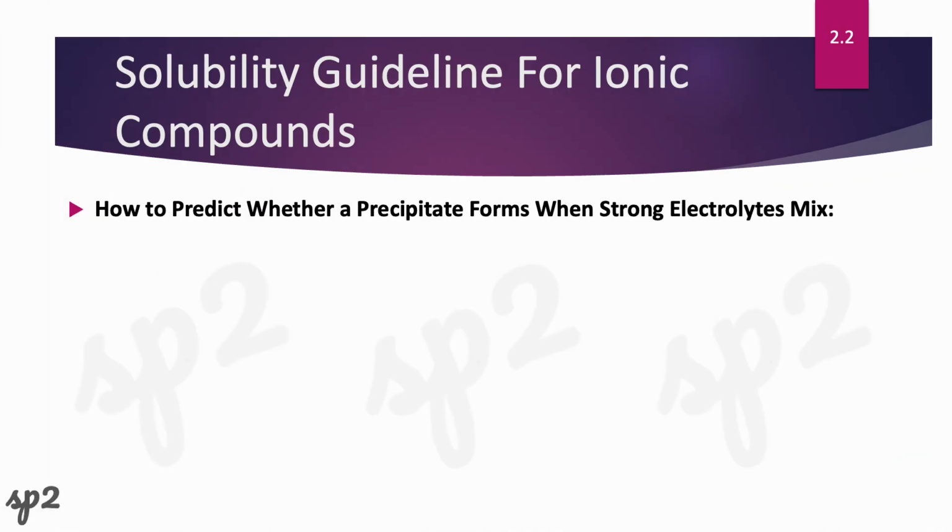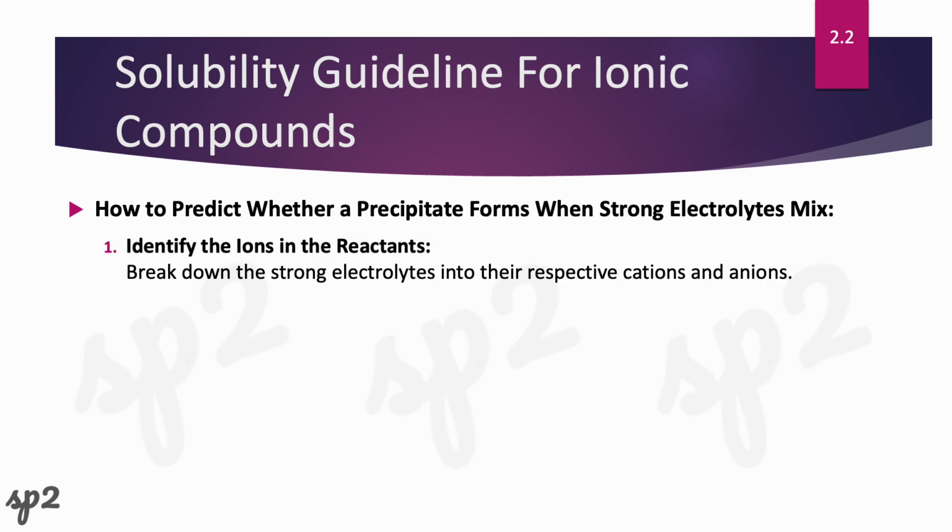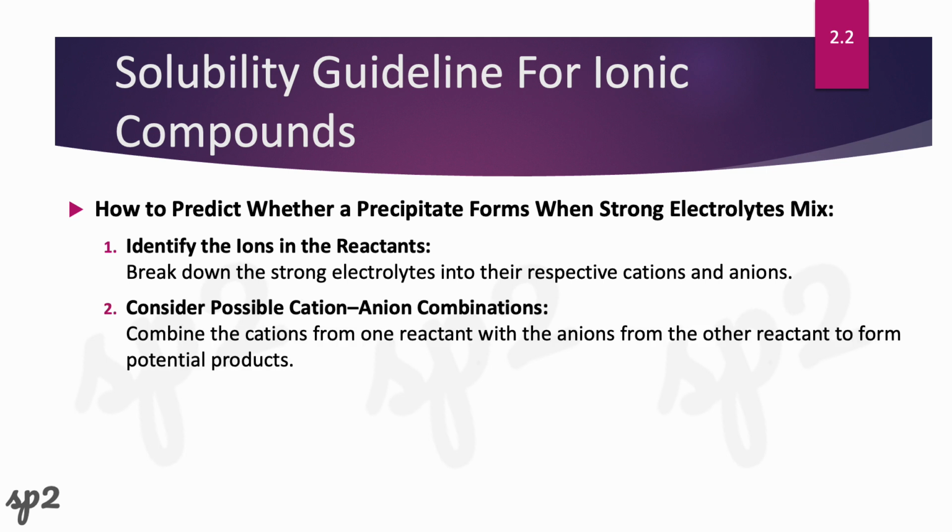Okay, so here is a summary of how we can predict whether a precipitate is going to form when we are mixing strong electrolytes. There are going to be a few steps here. The first step is identifying the ions in our reactants. Our job is to break down the strong electrolytes into their cations and anions, and keep in mind that you would only do that for your strong electrolytes.